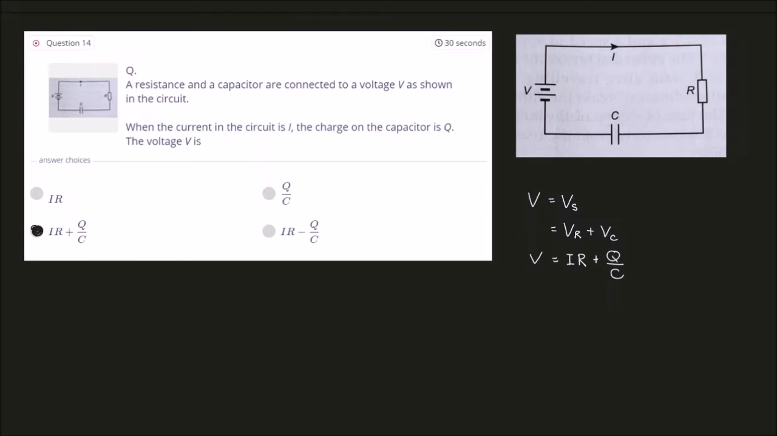It's important to know that the voltage of a power supply will be split between the resistor and the capacitor if they are connected in series. Okay, so that's all for question 14.